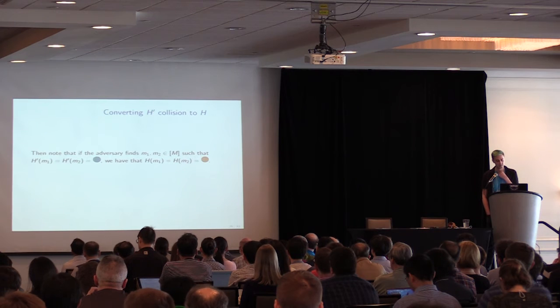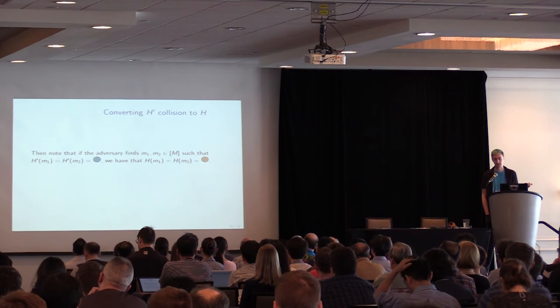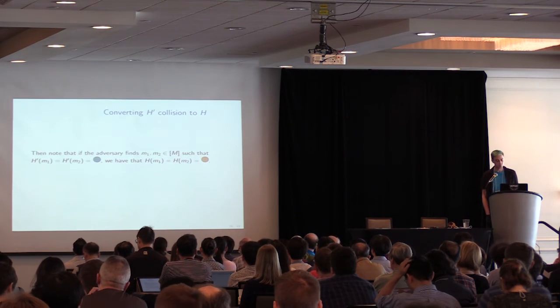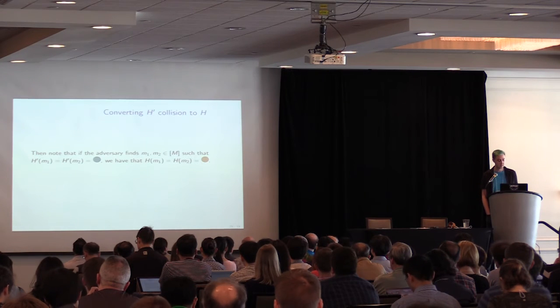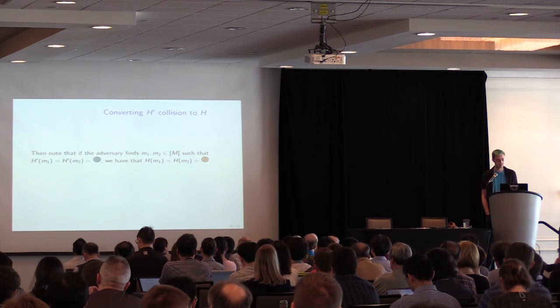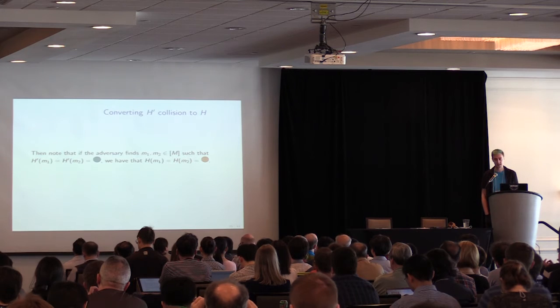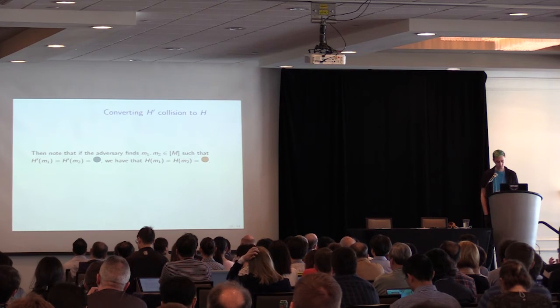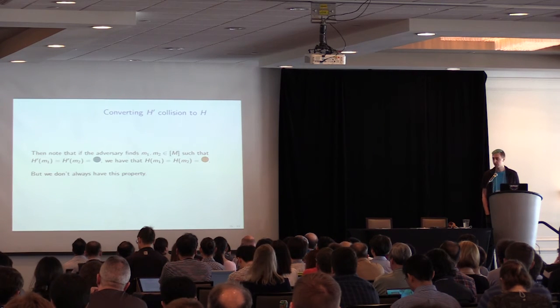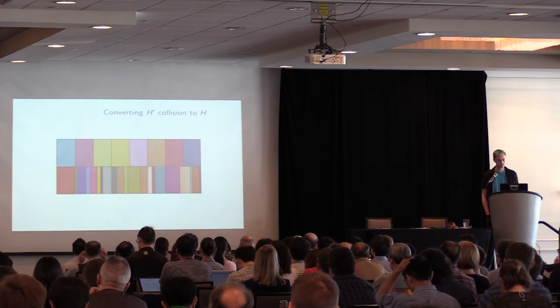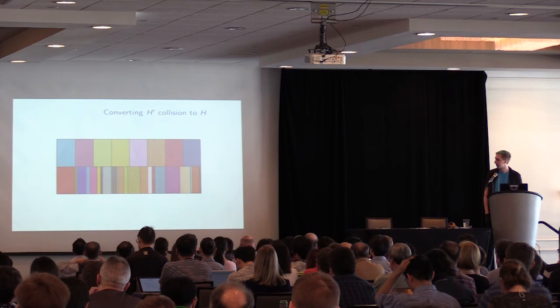Then note, if the adversary finds 2 points in the domain that hash to the same thing with H prime, then we should have that H of M1 is equal to H of M2. But we don't actually always have this property. That was only for the peach example, so we need to look at how these things line up a bit more carefully.